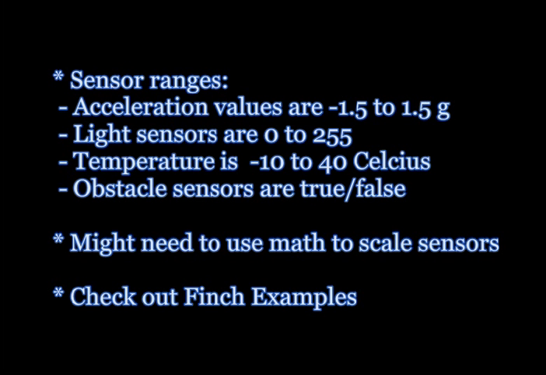The sensor ranges: the accelerometer can detect acceleration from -1.5 to 1.5 g's along all three of the Finch's main axes. The light sensors have a range from 0 to 255, with 0 being dark and 255 bright. Temperature is -10 to 40 Celsius, and the obstacle sensors return true or false. You might need to use math to scale the sensors to appropriately move animations in a way that makes sense.